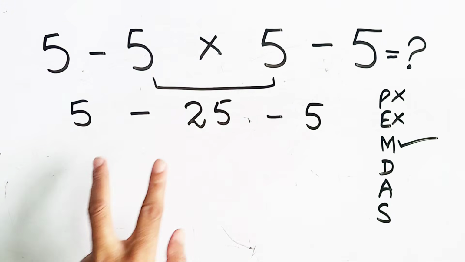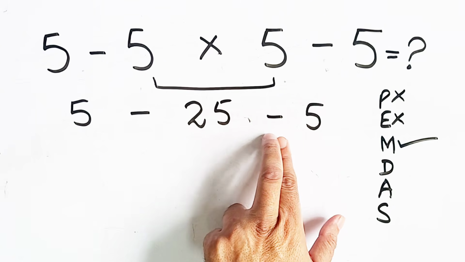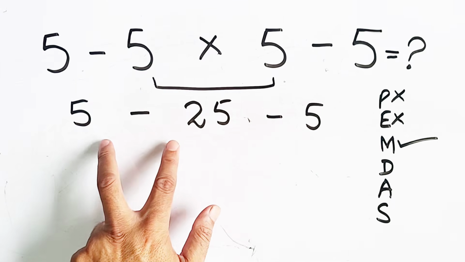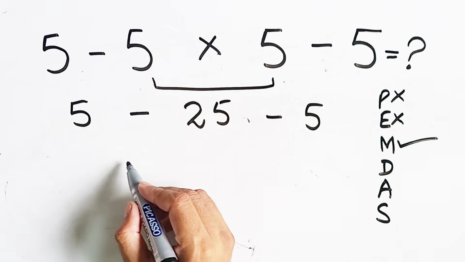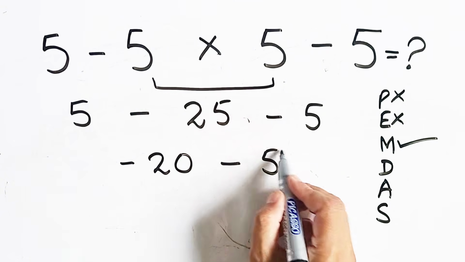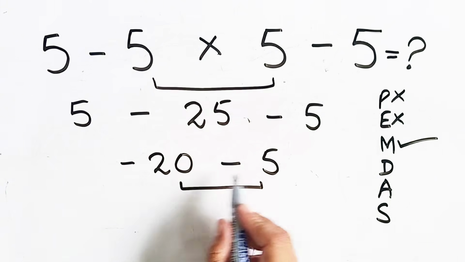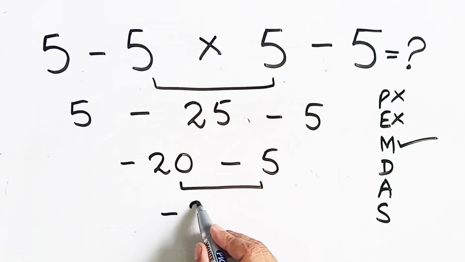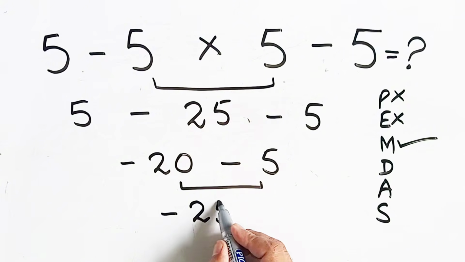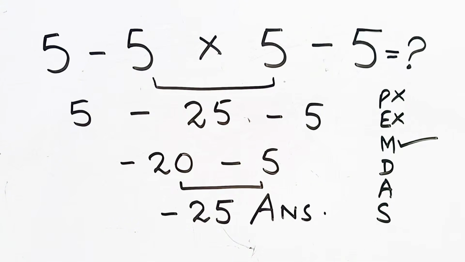Now we have to handle the first subtraction, and our final step will be the last subtraction. So 5 minus 25 equals minus 20, minus 5. After subtracting these two numbers, we will have minus 25, which will be the correct answer for this PEMDAS based question.